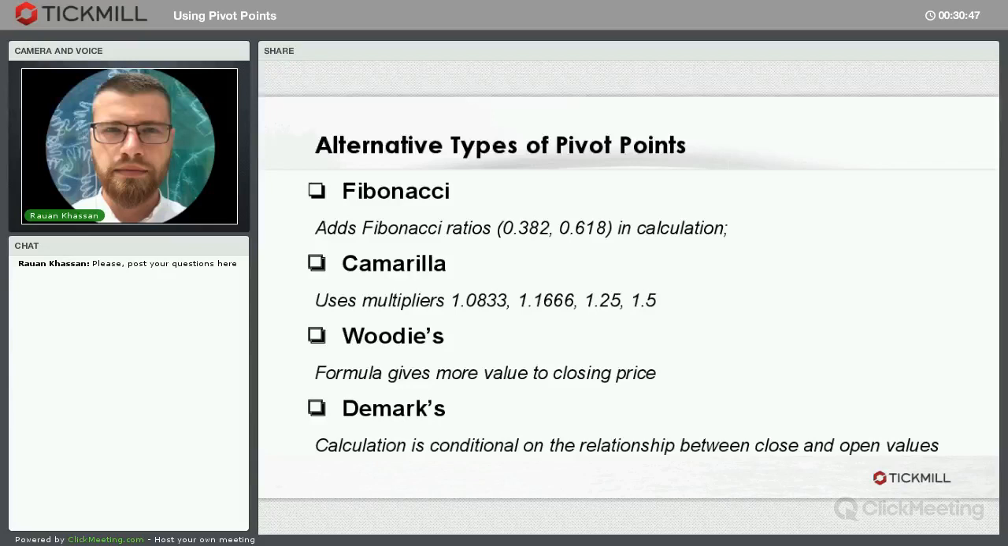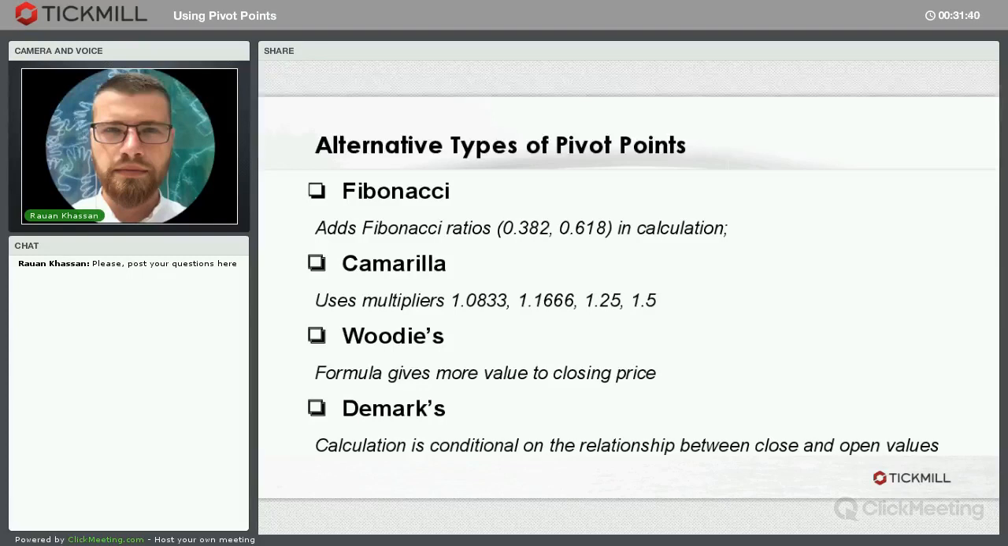Described before is the standard type of pivot point calculation. But despite it, there are a few more types of pivot points that can be calculated in alternative ways. Best known of them are Fibonacci and Woody's. So Fibonacci type of pivot point calculation means that you add the Fibonacci ratios such as 38.2% and 61.8% in the standard calculation formula.